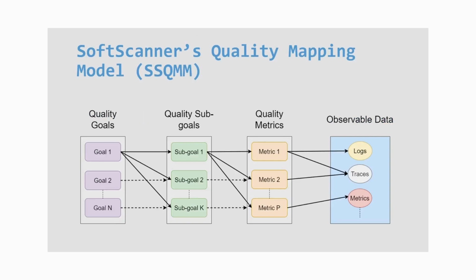Well, SoftScanner addresses this gap with the SoftScanner quality mapping model. This model introduces goal to metrics mappers that systematically map each quality goal to specific measurable quality metrics and in turn to the precise observable data required for their assessment. Quality metrics are simple quantitative measures that can be computed from the collected data and that we identified based on existing literature on quality assessment.